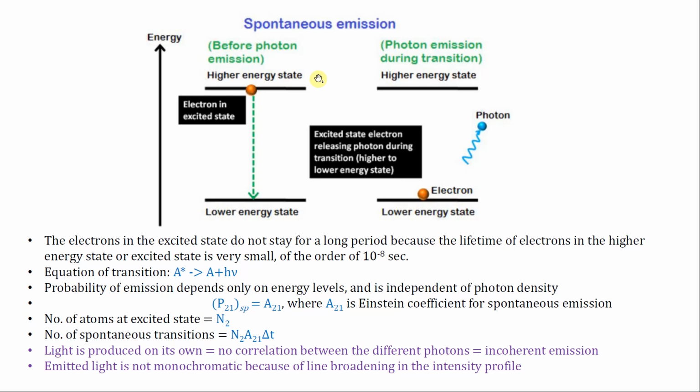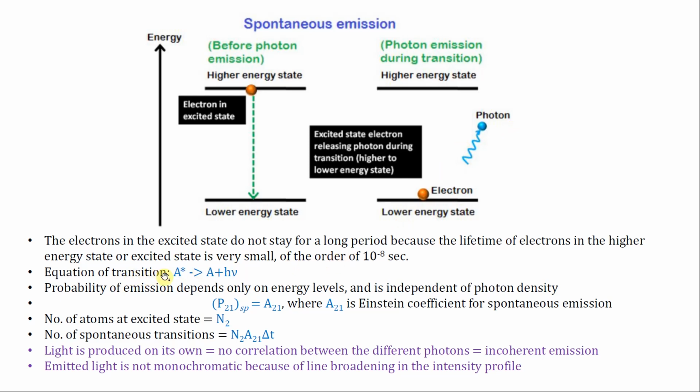It's very small, so it tends to come back to the lower energy state. When it comes back, it has to lose the energy which it had. There is an energy difference from the high energy state to the low energy state, and that energy is being released in the form of photons. So here the photons are being produced.